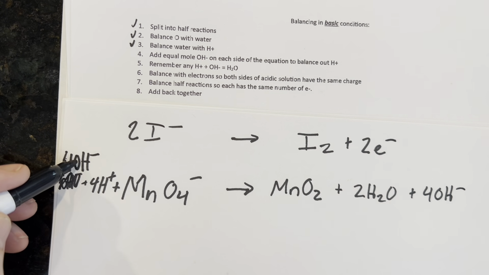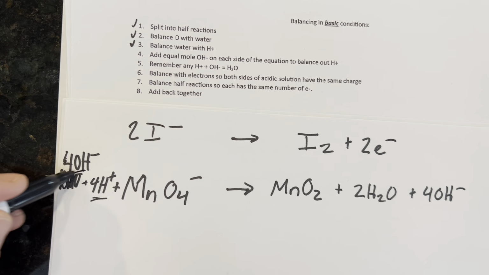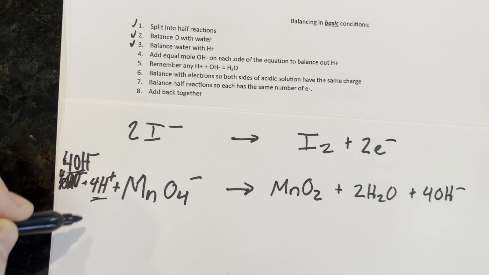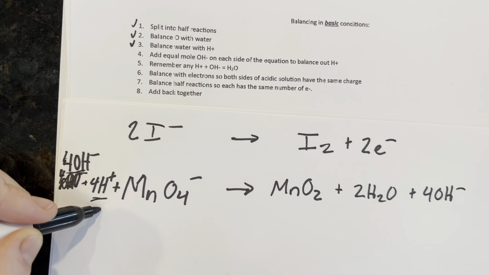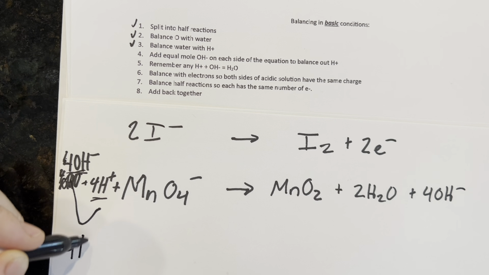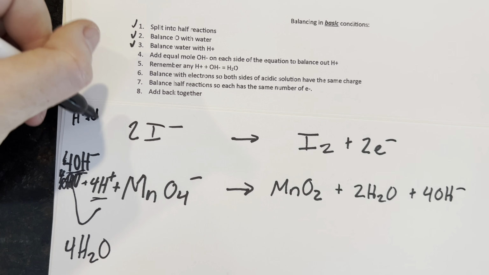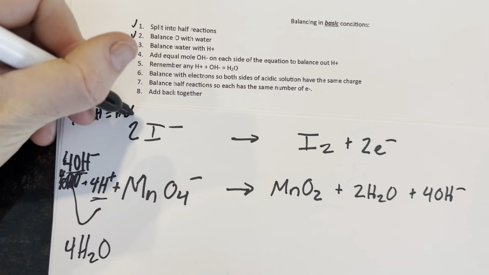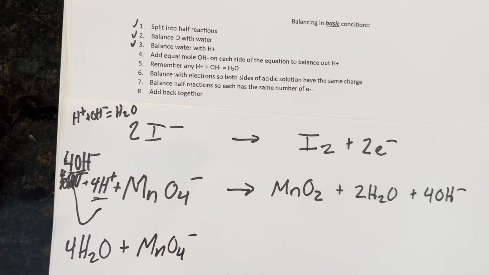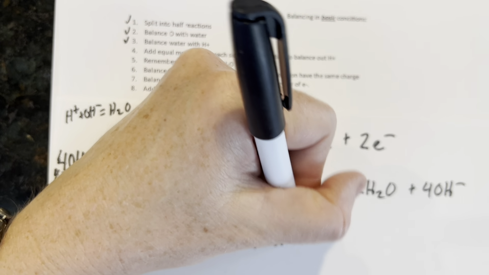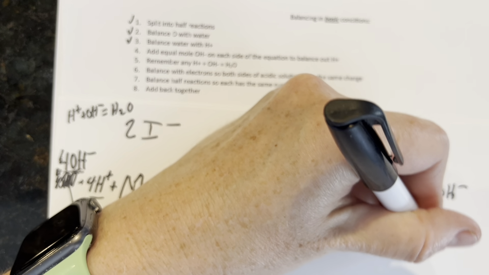So right now I added 4 OH-. Why 4? Because I had 4 H+. You want to balance out the H+ with OH-. All right, now we can see what happens, because if you have an OH- and an H+, that equals a water. So right now we actually have 4 waters. Again, because H+ plus OH- equals a water. So this gave us 4 waters plus permanganate, yielding MnO2 plus 2 waters plus 4 hydroxide.